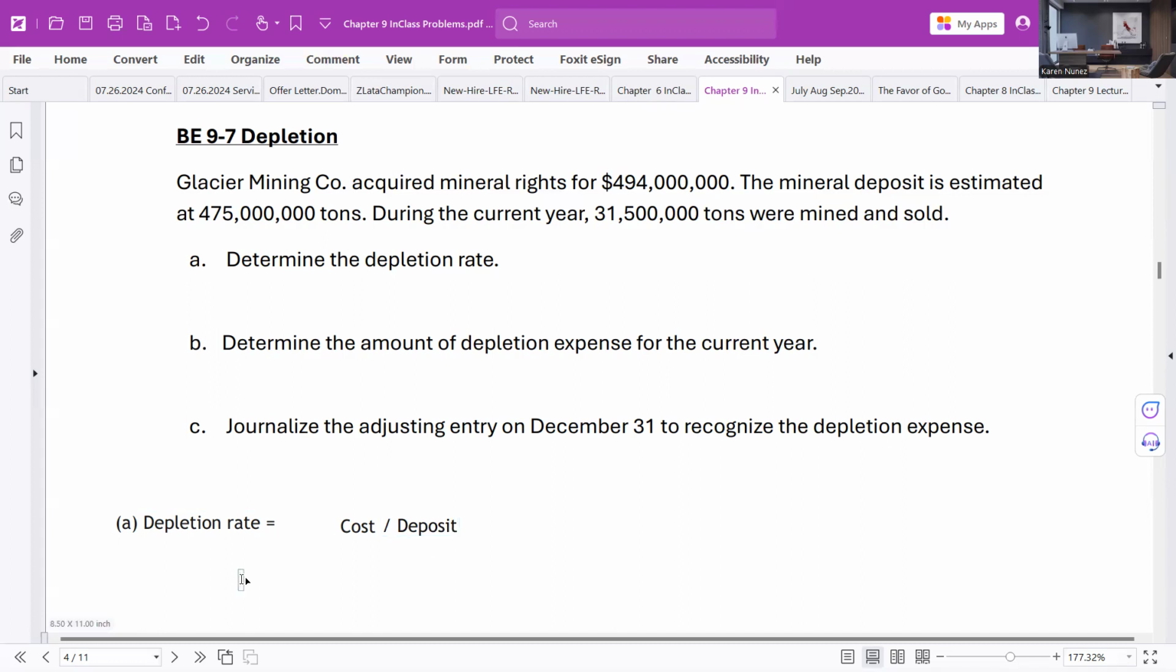So the cost is 494 million, right? And the deposit, the amount that we think we're going to be able to extract, is 475 million tons. That means that we've got a depletion rate of 1.04.